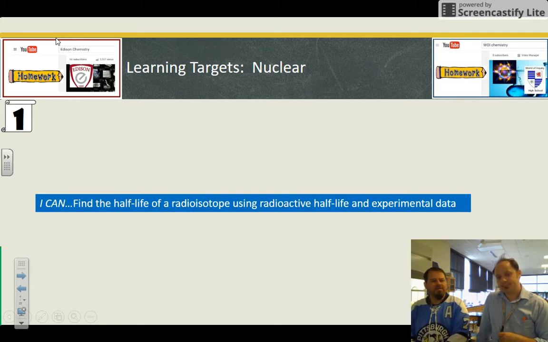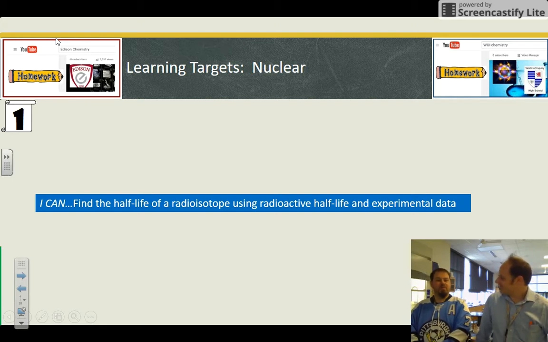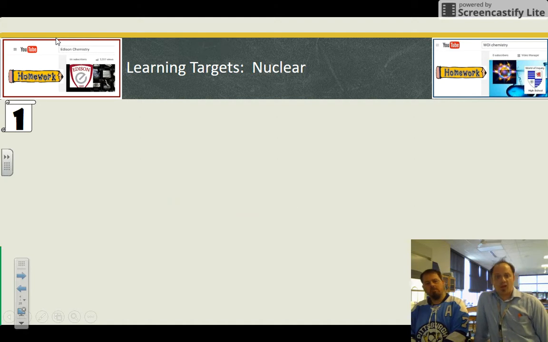I can find the half-life of radioisotopes using radioactive half-life and experimental data. So I can go from actual numbers to figuring out the half-life. Not a big deal. Cool deal. Okay, what else can we do?